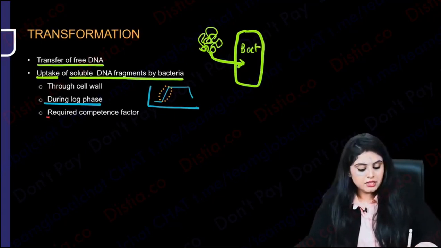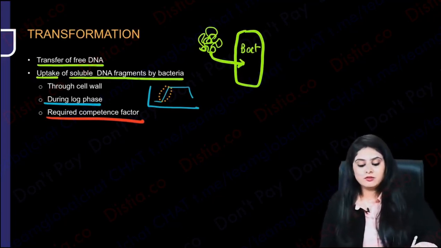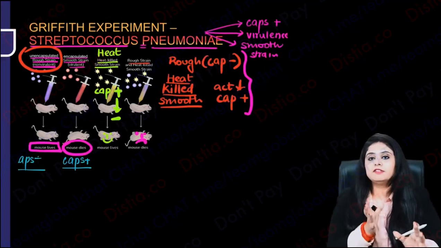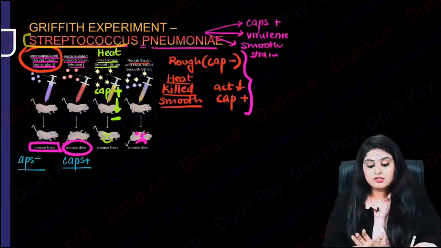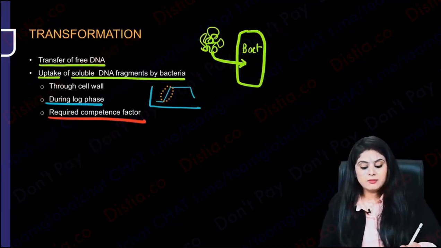So it requires something known as competence factor. These are the only three questions you get. What is transformation? Transformation just means picking up something. Who explained it first? The Griffith scientist. In which organism? In Streptococcus pneumoniae this was explained. This is very important.